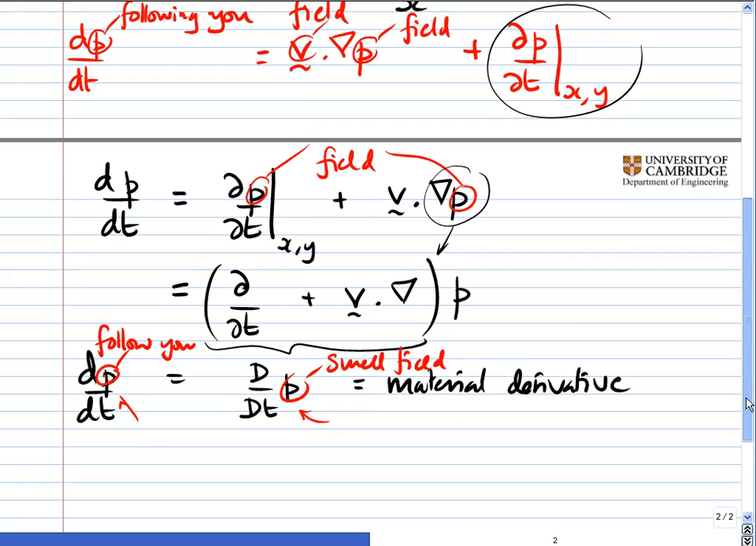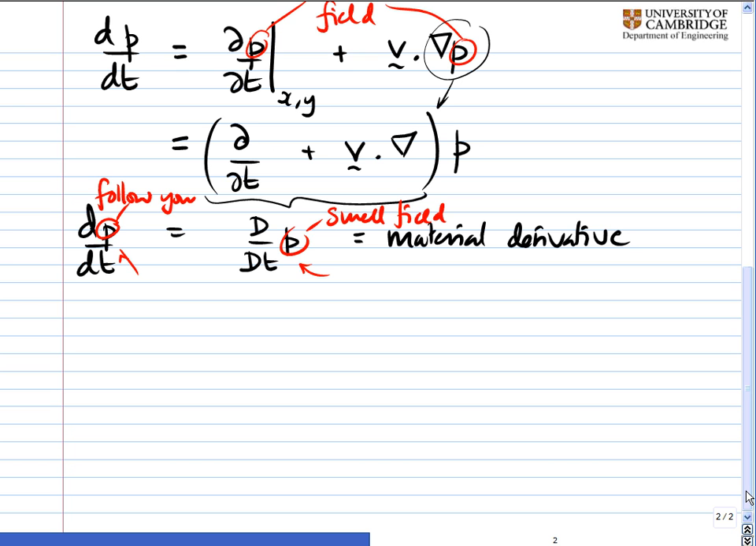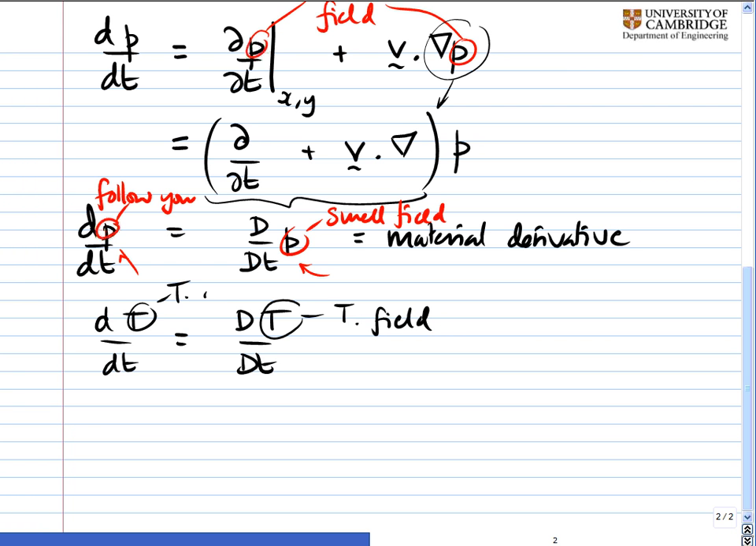Now, why is this useful? Well, it's useful because this concept, the material derivative, can be applied to anything, not just to smells. For example, if you wanted to look at the change in temperature T following a fluid particle, and you had the temperature field, it's quite simply exactly the same thing as big DT by dt, where this is the temperature field, and this here is the temperature of a blob of fluid.